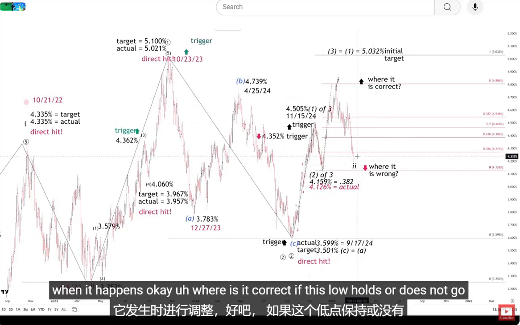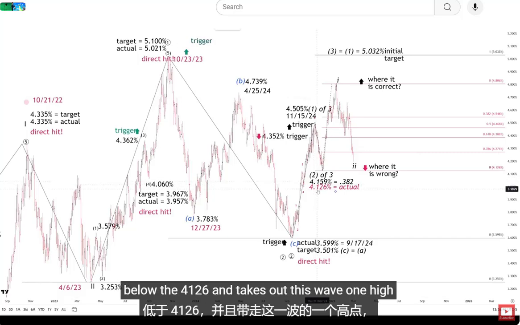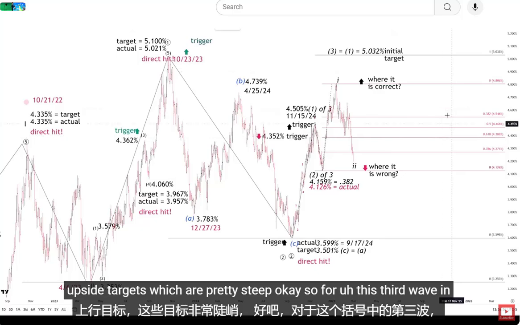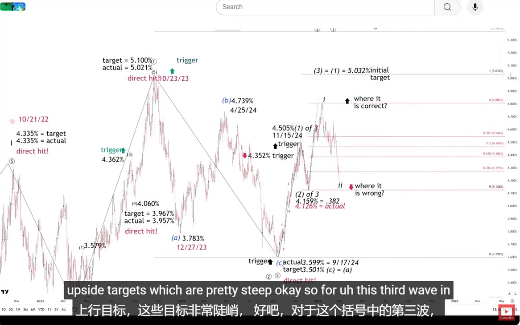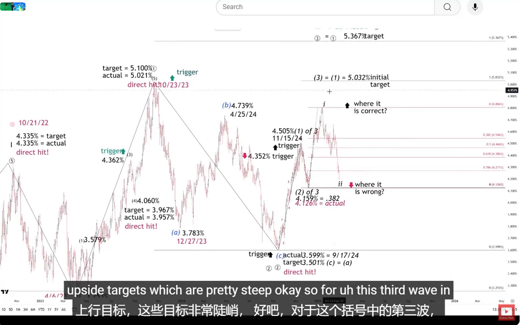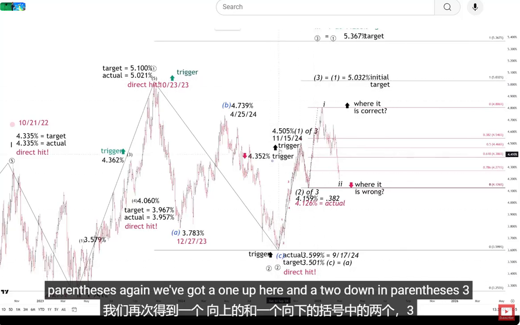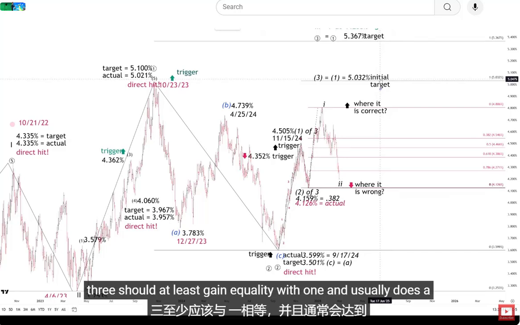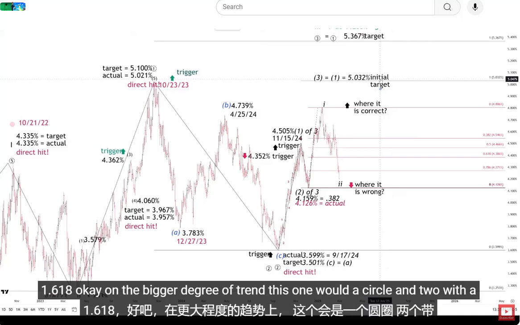Where is it correct? If this low holds or does not go below the 4.126 and takes out this wave 1 high, which is 4.806, then we're looking at the next upside targets, which are pretty steep. So for this 3rd wave in parentheses, again, we've got a 1 up here and a 2 down in parentheses. 3 equals 1 at 5.032. That's the initial target because 3 should at least gain equality with 1 and usually does a 1.618.